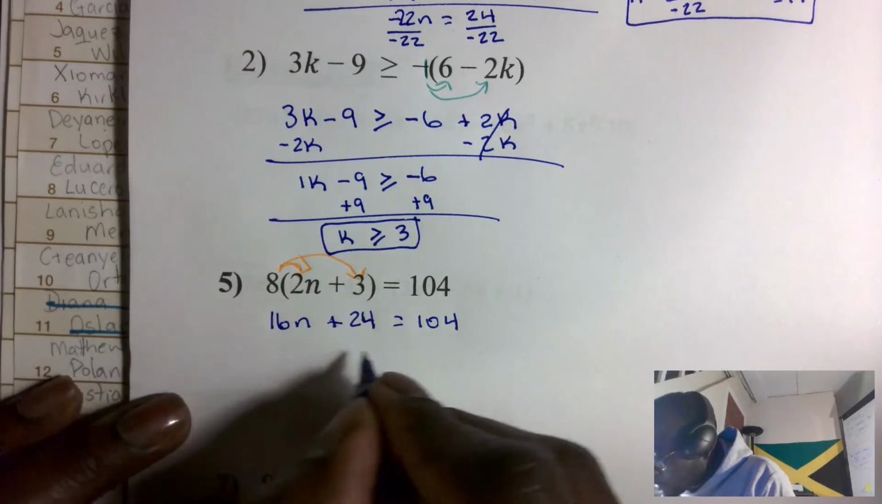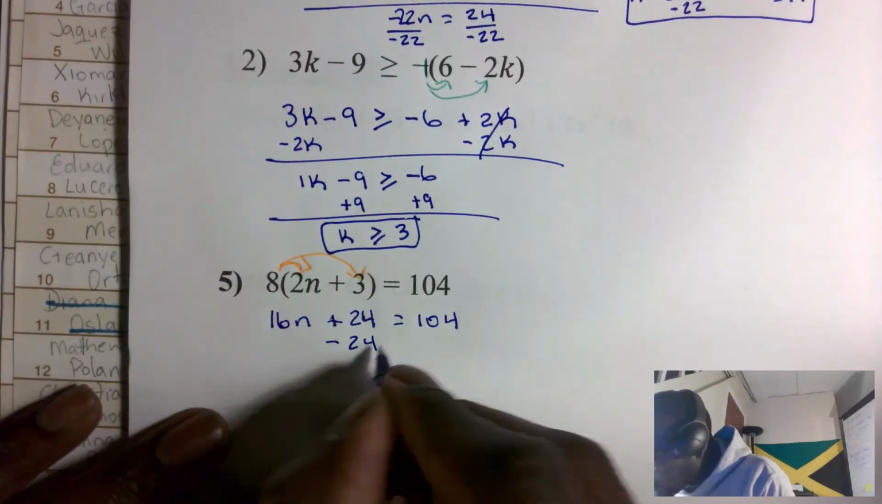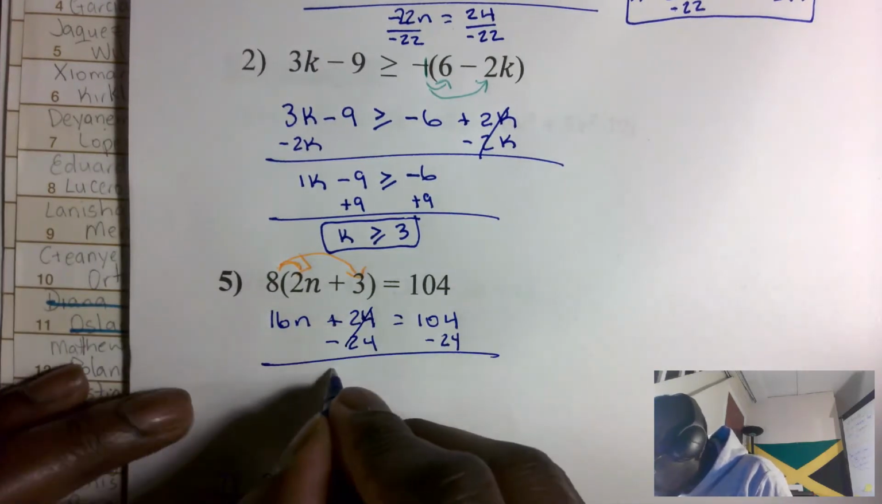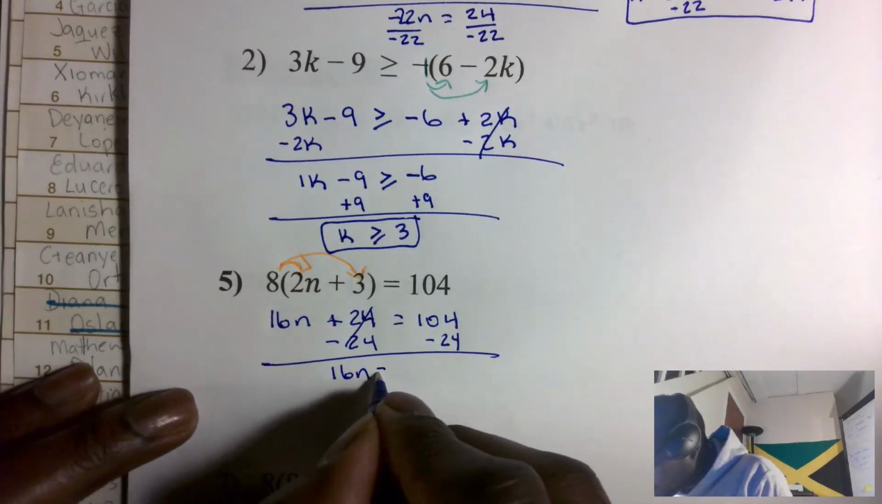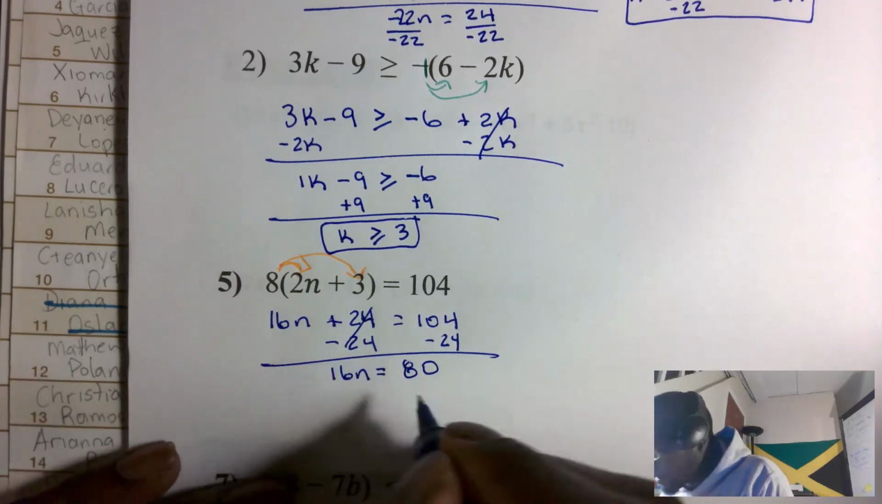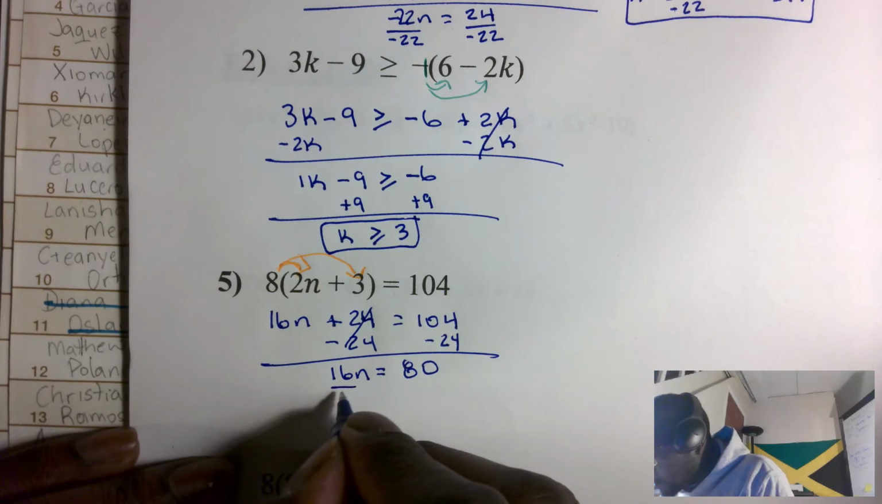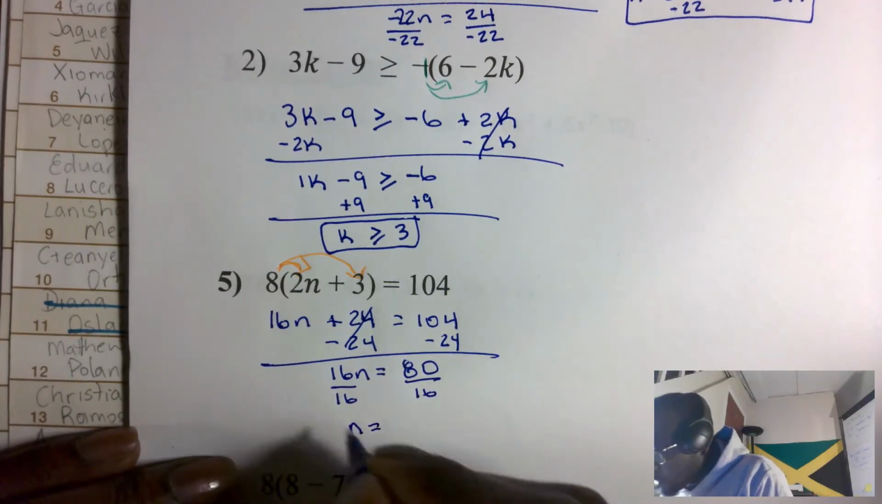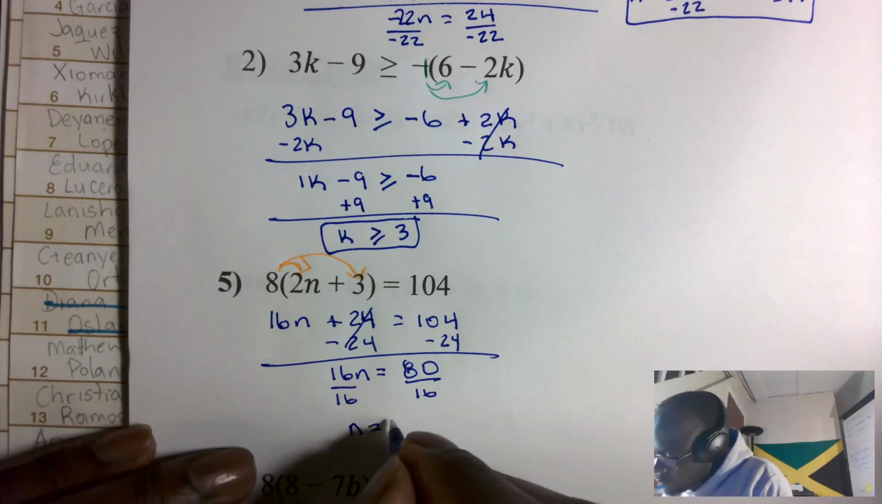So I need to get n by itself, so I'm going to minus 24 on both sides. So I have 16n is equals to, if I subtract this, I'm going to get 80. So now I need to get n, so I'm going to divide by 16 on both sides. So n is equals to, I think that's 5.